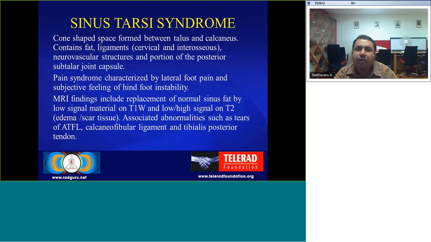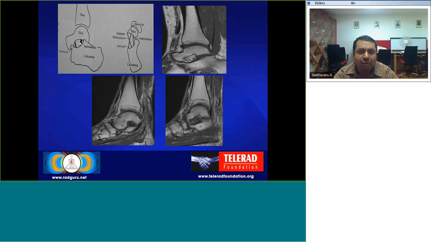pain along the lateral aspect of the foot and a feeling of instability. On routine MRI, it's sometimes difficult to identify the normal ligaments, but usually the sinus tarsi space is occupied by high signal intensity fat on T1. So anything abnormal will usually be associated with obliteration of the fat, replaced by either edema or scar tissue. If you look at the schematic diagram of the sinus tarsi, there are two ligaments.